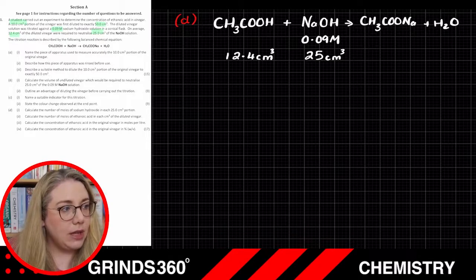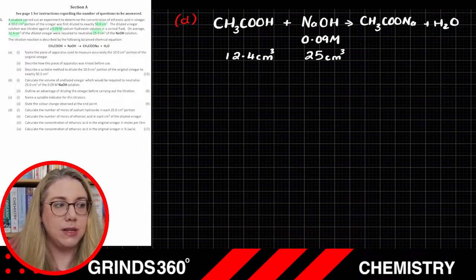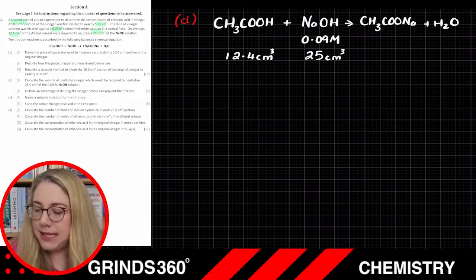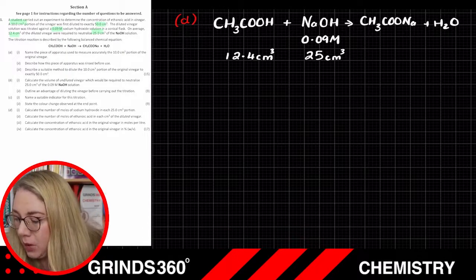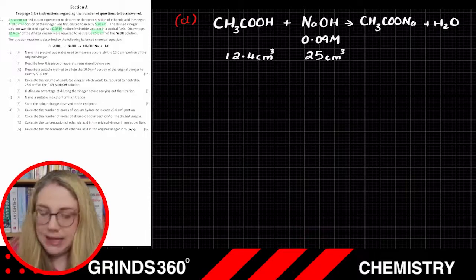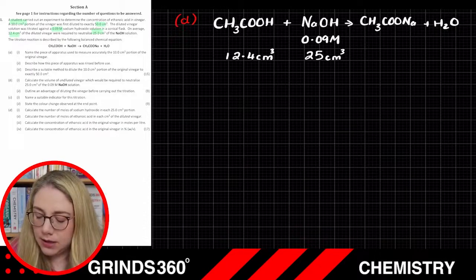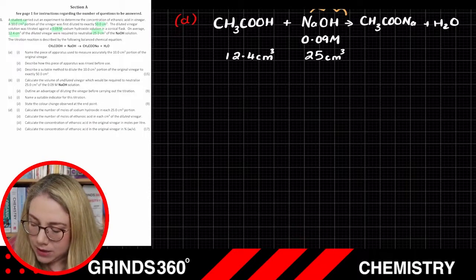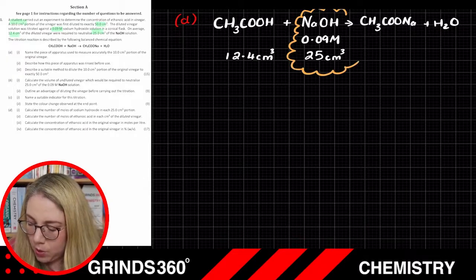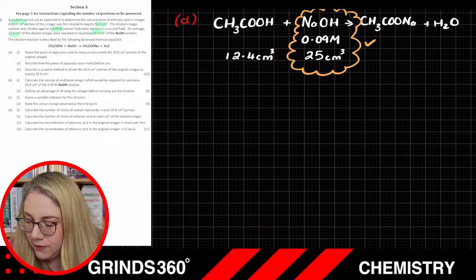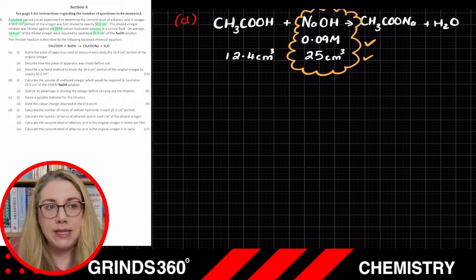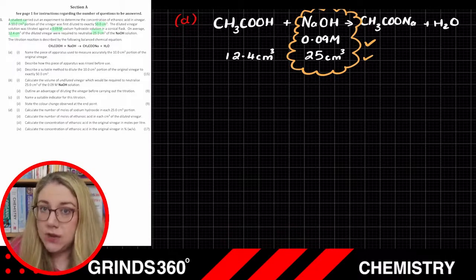Then, you're asked to work out the moles of sodium hydroxide in each 25 centimeters cubed portion. Okay, let's start with that. Now, when you're looking at these numbers, and you're like, oh my God, where do I even start? You always start with the thing where you know both the concentration and the volume. You have those 2 pieces of information, which means you can work out the moles.